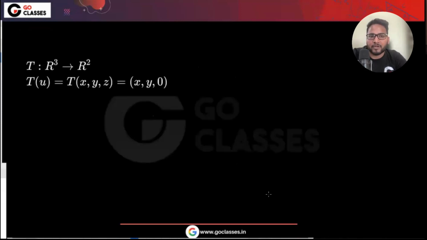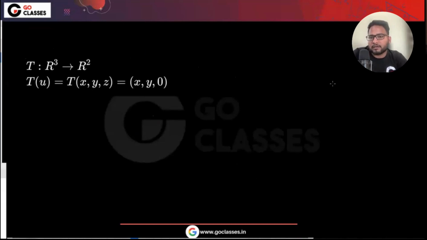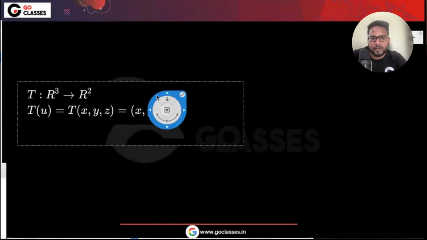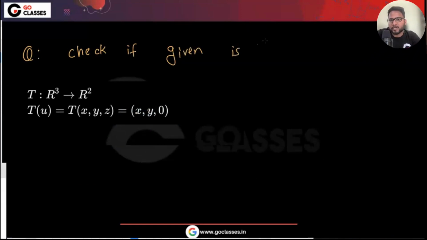Like for example this, let's just check whether this is a linear transformation or not. So the question here is: check whether it is a linear transformation or not. So how to check, by the way, can you tell me? We need to check if the two properties that I mentioned are satisfied or not. So the question is to check if the given map is a linear transformation.